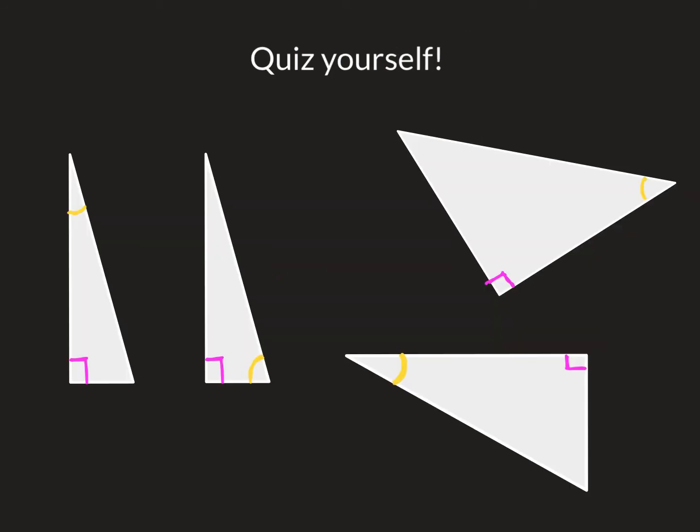Okay, so now let's just do a quick little quiz for yourself. You can pause this whenever you want, but I've got 4 different triangles here, and the yellow angle is going to be the one that I care about in each of these triangles, and I will just slowly reveal the hypotenuse, adjacent, and opposite. So consider this triangle first. Where is the hypotenuse? Where is the opposite? Where is the adjacent? And I will reveal those.